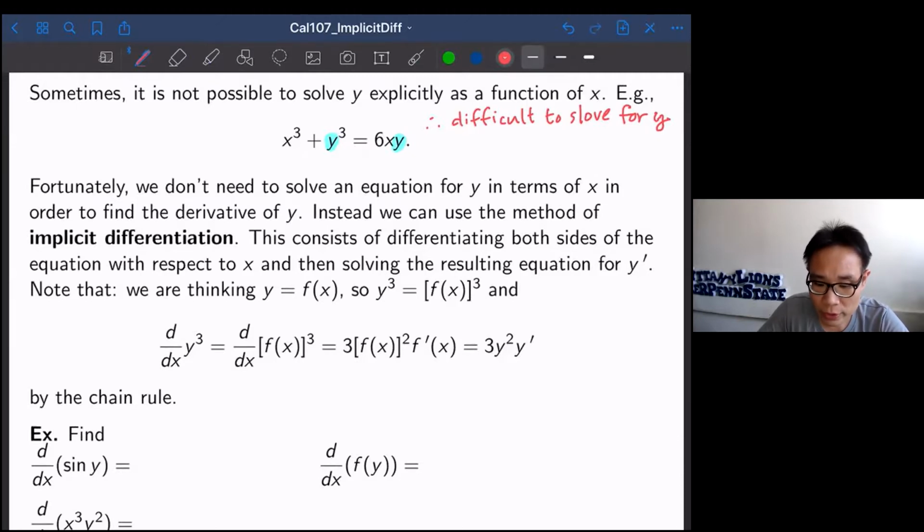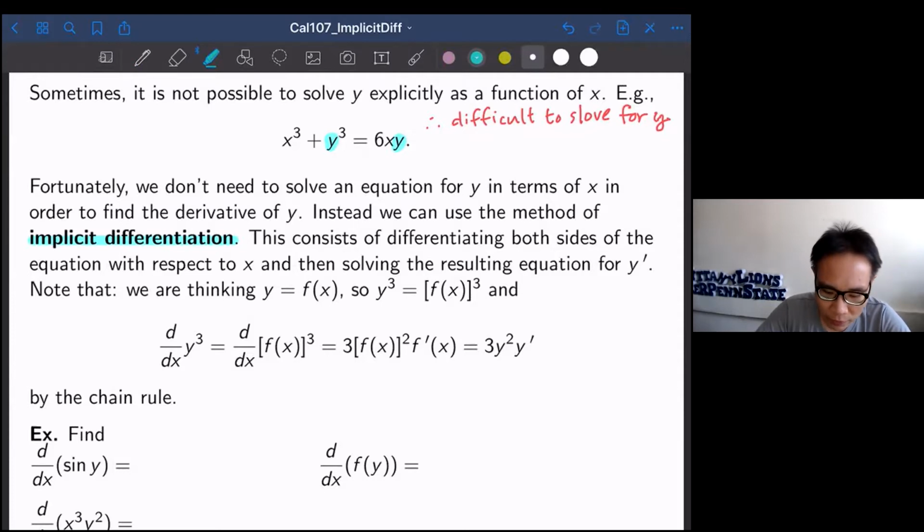We're going to use a technique called implicit differentiation. We're not going to need to solve for y. We're just going to differentiate the whole thing without solving for y, but we're going to think about y as a function of x, and we're going to apply the chain rule in this case.